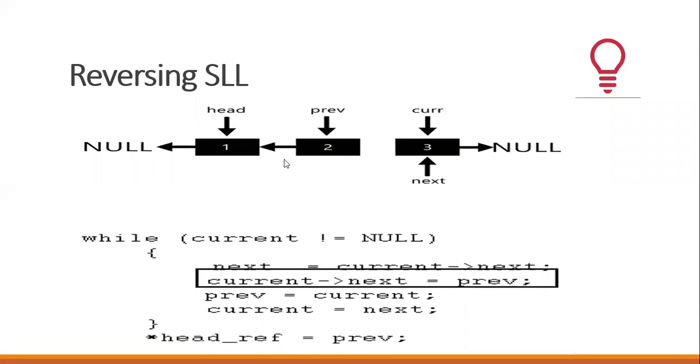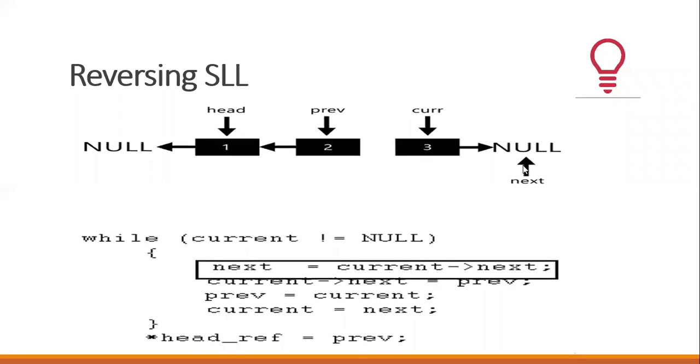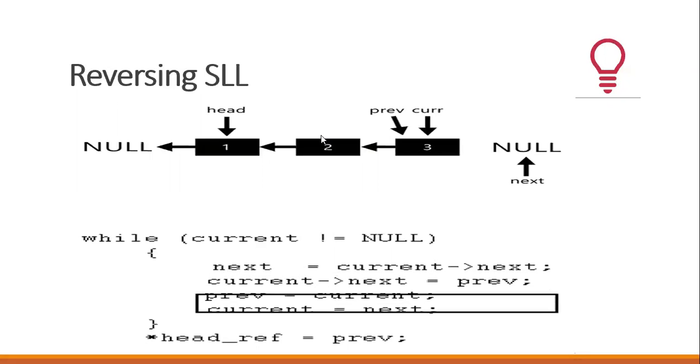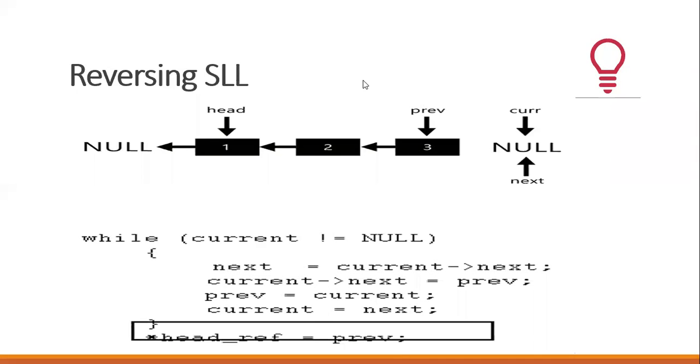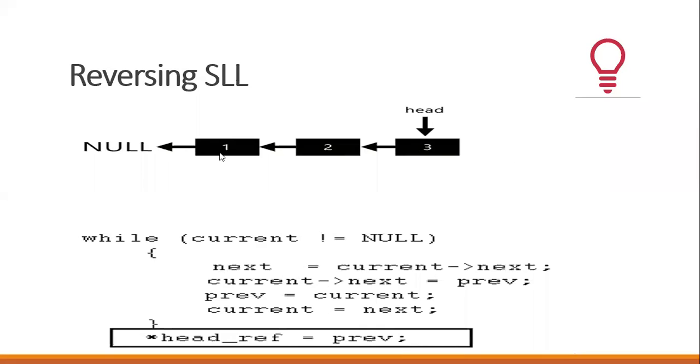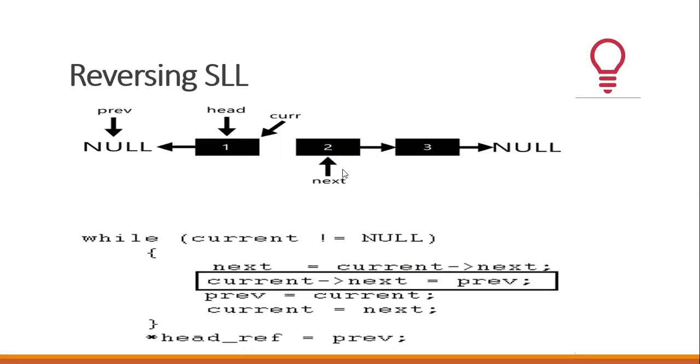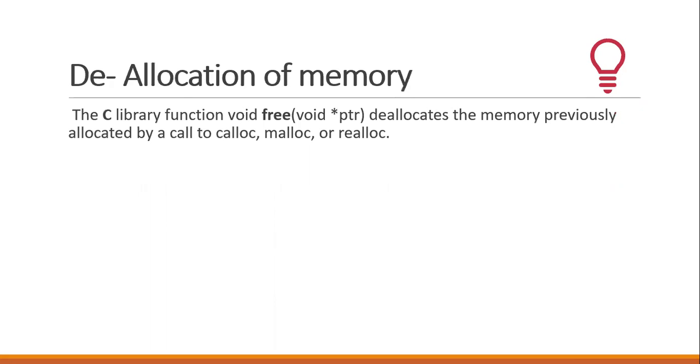Because in a single linked list we only have next, but to reverse it we have to understand what is previous to it. That's why we also make use of previous. Let us see how we can achieve reversing a linked list, so let us try to understand.